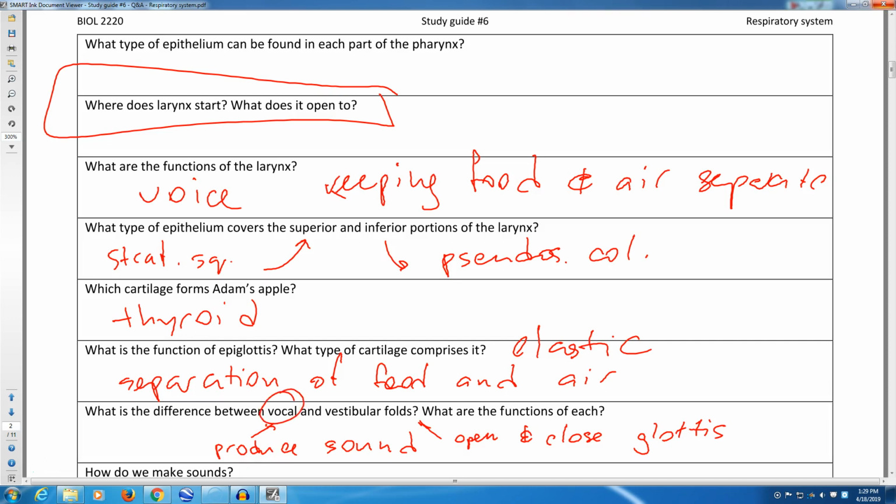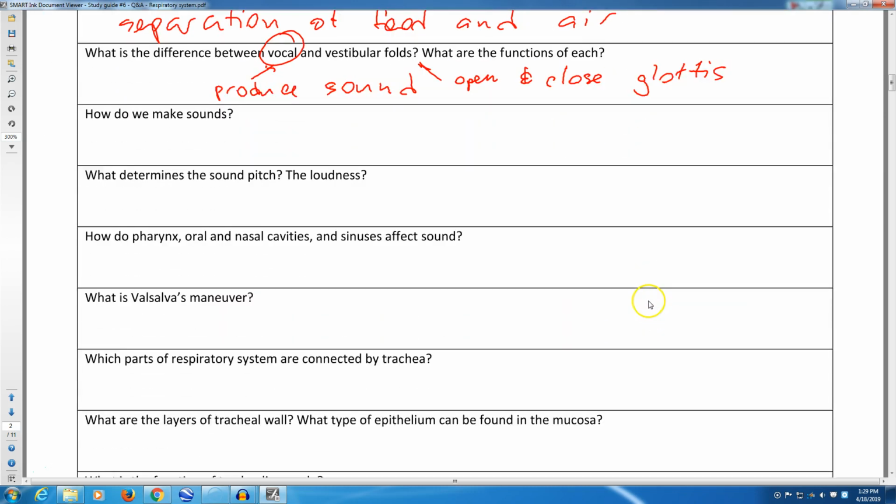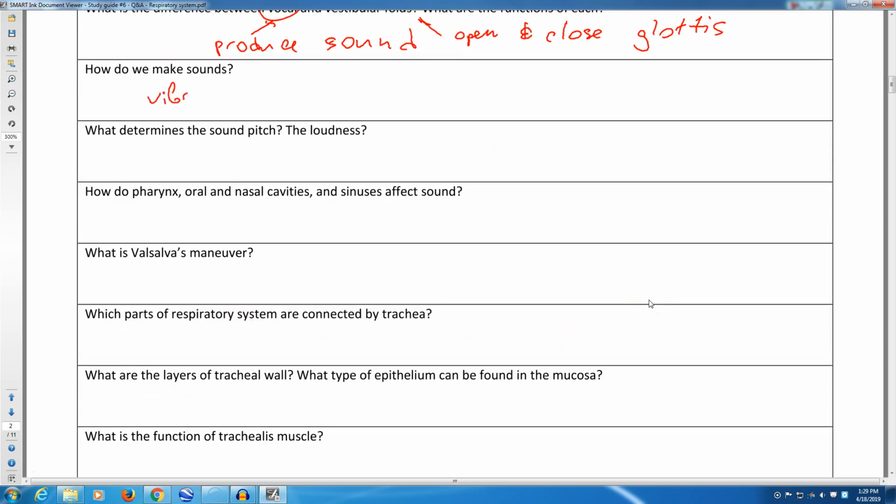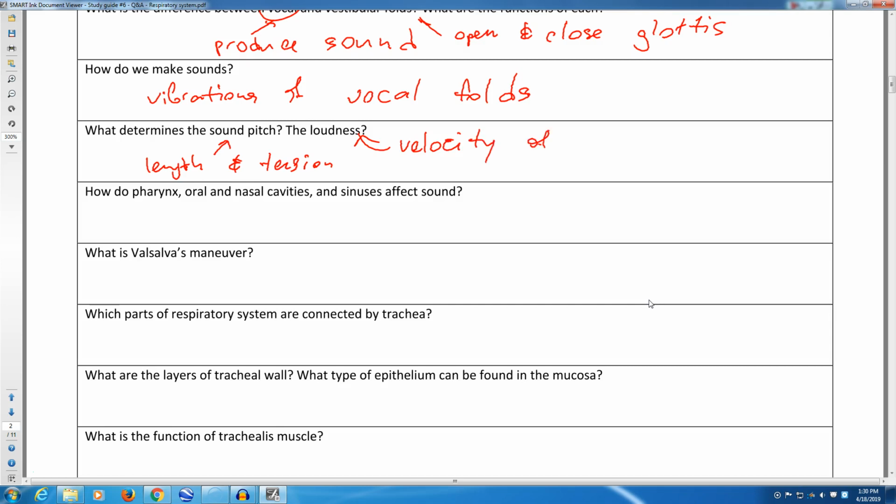Difference, well, how do we make sounds? That's vibrations of the vocal folds. Sound pitch is determined by the length and tension of the folds, and loudness by the velocity of air. The pharynx, oral and nasal cavities, and sinuses are all resonating chambers.